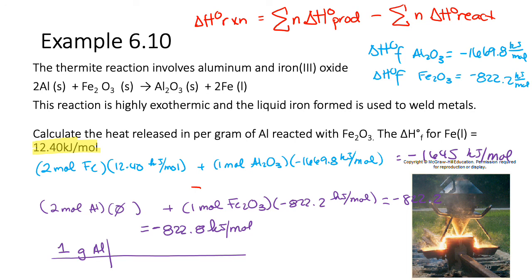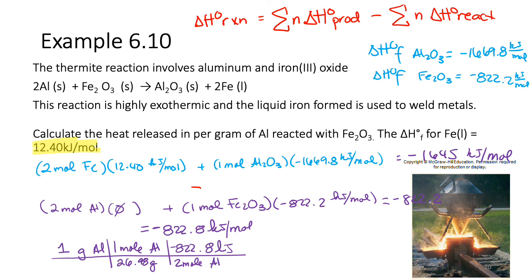You always convert to moles first. 1 mole of aluminum is going to be 27 grams, but to be clear, 26.98 grams. According to this equation, for every 2 moles of aluminum, you release negative 822.8 kilojoules. So we go ahead, we multiply, divide, we do the math. 1 divided by 26.98 times negative 822.8 divided by 2.